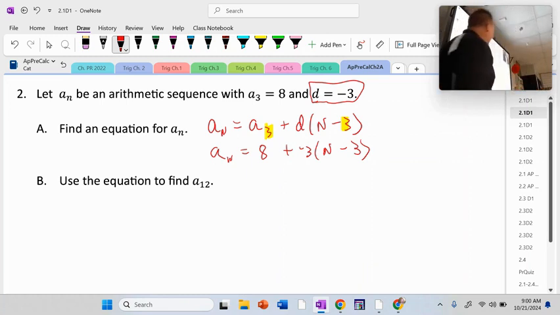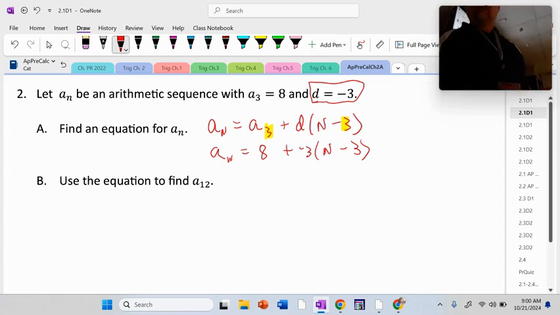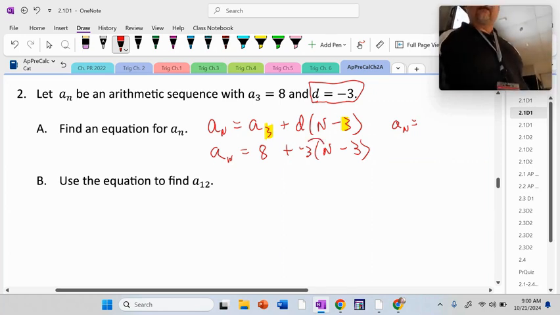Okay. All right. So again, why is this a 3? Because you started at the third term. So you're 3 off of the beginning, is how this kind of shakes out here. And then you go ahead and solve. A sub n equals, this is negative 3n. I'll write that first, and hopefully you can handle this. Negative 3 times negative 3 is 9. 9 plus 8 is 17.